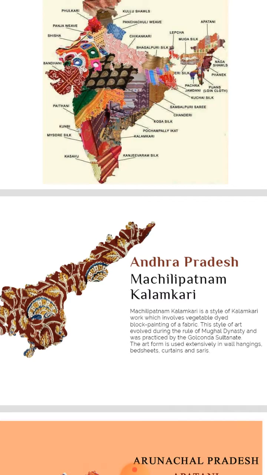Andhra Pradesh is associated with Kalamkari. Most of us know how traditional one looks in this Kalamkari attire, and how ethnicity is revealed if you wear a Kalamkari sari or Kalamkari kurti or anything. It involves vegetable-dyed block printing of fabric.